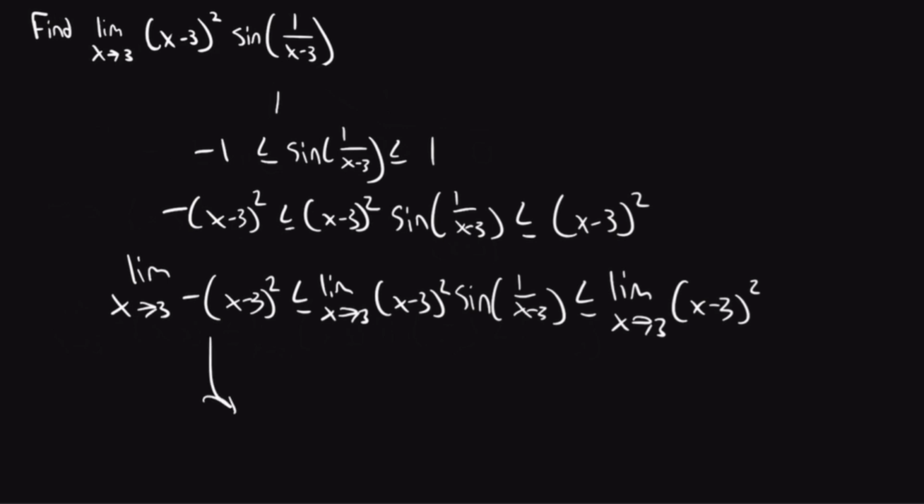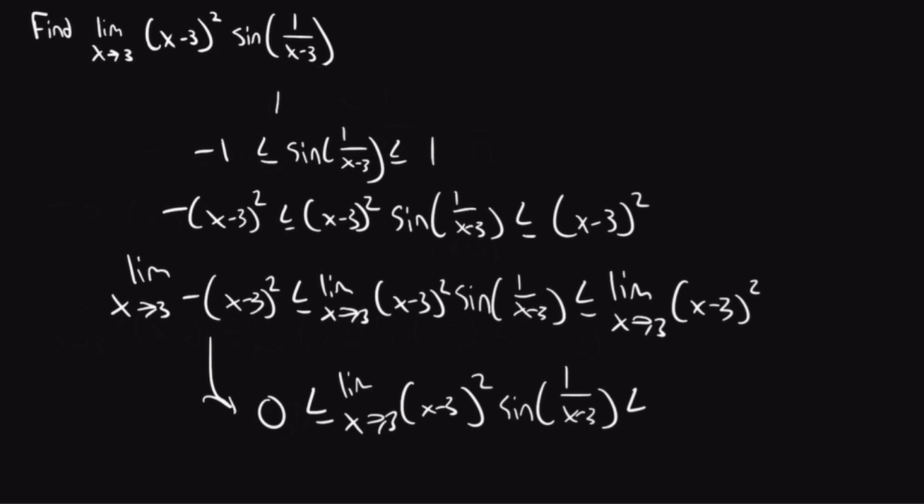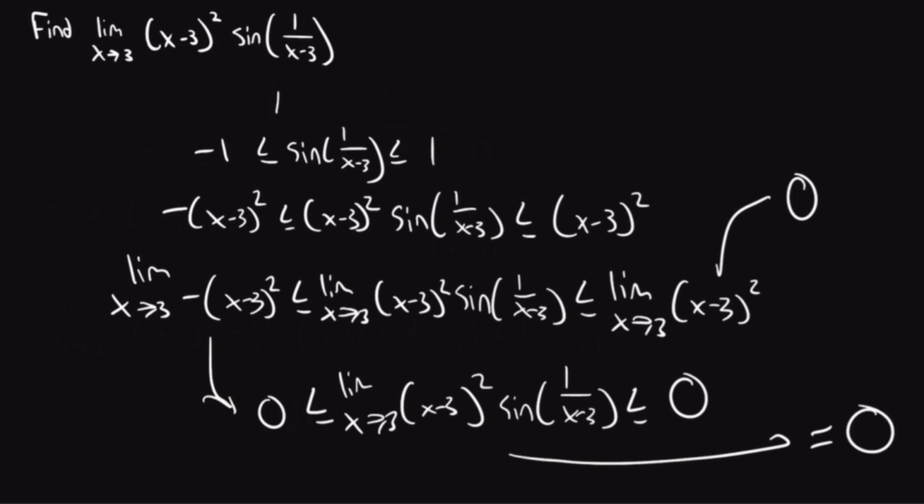Over here, you can just plug in 3 and there's no problem with that. So we'll have negative 0, which is just 0. It's the same thing. Anyways, that is less than or equal to the limit as x approaches 3 of (x minus 3) squared times sine of 1 over (x minus 3), and that is less than or equal to, similarly, when we evaluate this limit here, we'll just get 0. So we can see that this limit here is less than or equal to 0 and greater than or equal to 0. So by the squeeze theorem, this limit is equal to 0.